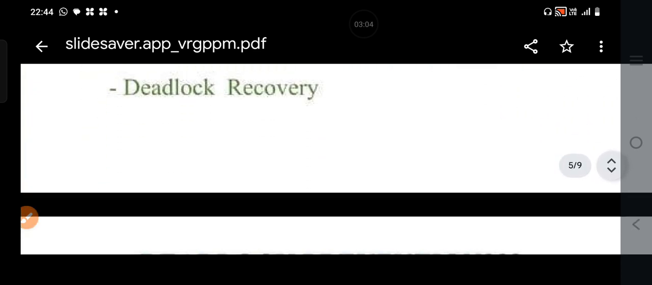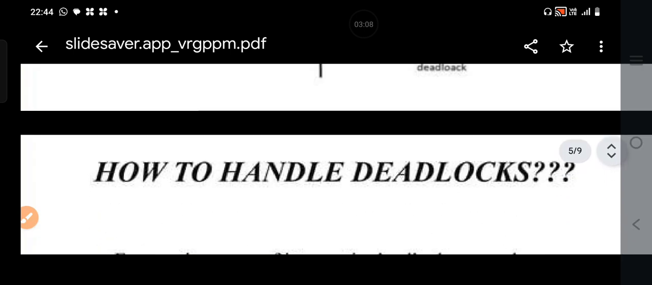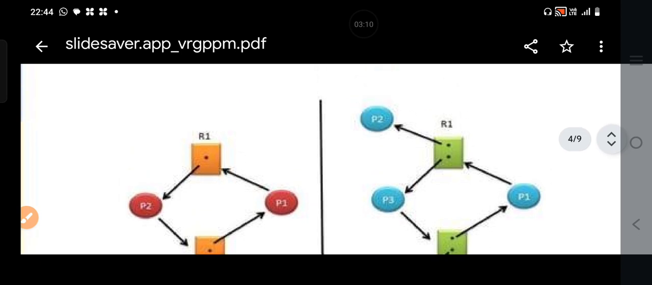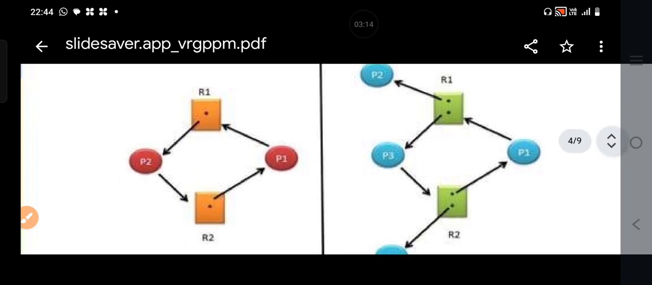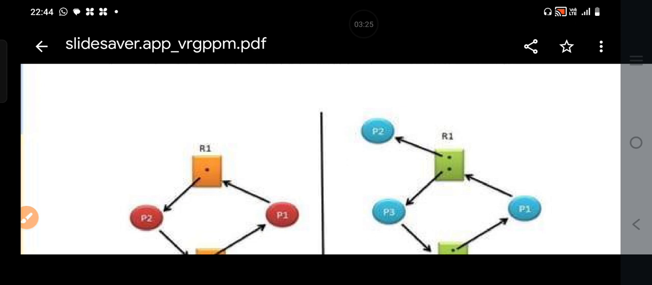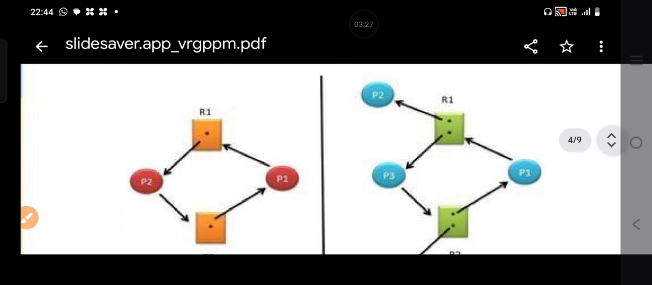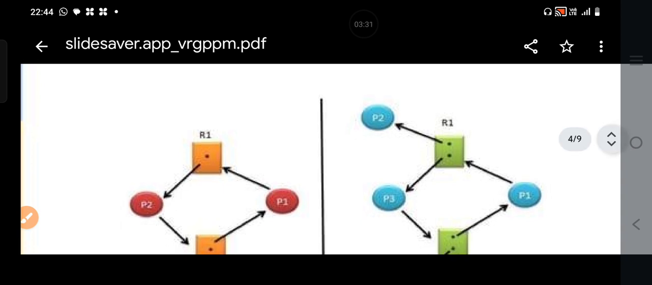So what are the characteristics of deadlock? The conditions for deadlock are, first, mutual exclusion, and then hold and wait, then no preemption, and then circular wait. So these are the characteristics of deadlocks. No preemption means a resource can be released only voluntarily by the process itself.